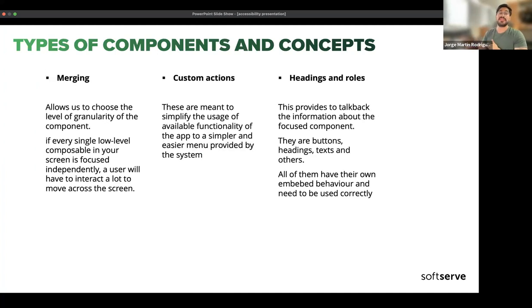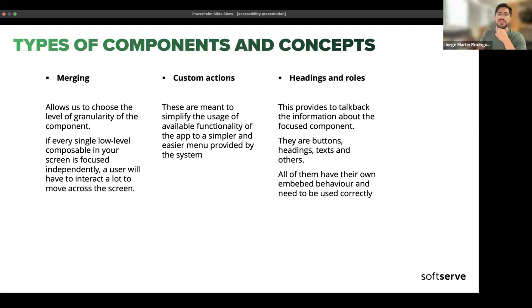Merging. This is a very important thing in accessibility with Compose. You're going to see in the demo why. Basically, merging allows us to choose the level of granularity of the component. We can have many different components reading their own state, or we can merge all of them and provide our own custom interactions to it.